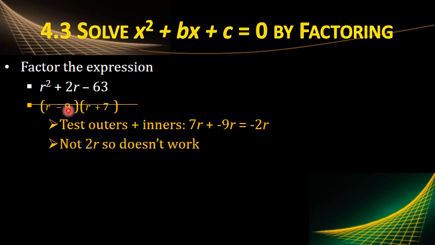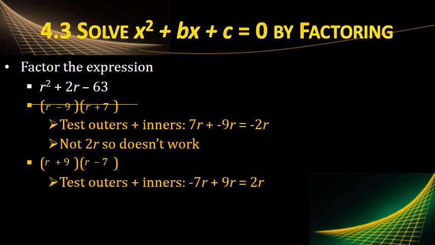Well, that doesn't work. However, notice we wanted a positive 2r, but we got a negative 2r. We can fix that by just switching it around. So instead of negative 9, we'll use a positive 9. Instead of positive 7, we'll use negative 7. So when you get the correct number but the wrong sign, just switch the pluses and minuses, and it should work out. Outers are negative 7r, inners are 9r. Add those together, you get 2r, which is what we're looking for, so it works.